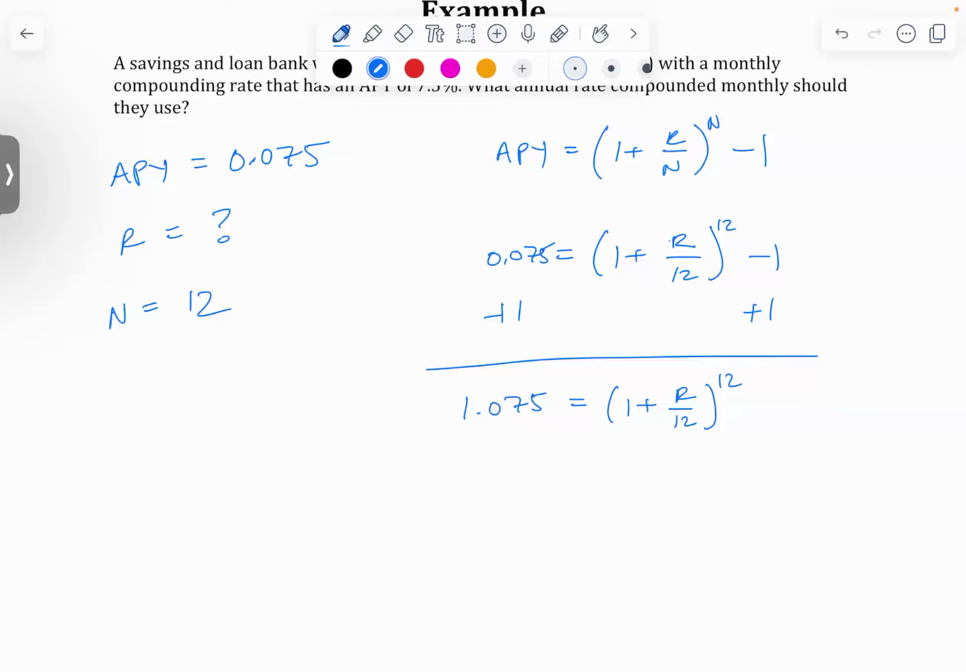Now here's the big thing. This is to the 12th power. So how do you get rid of a 12th power? So remember, squaring. X squared equals 4. How do you get rid of a square? Square root.